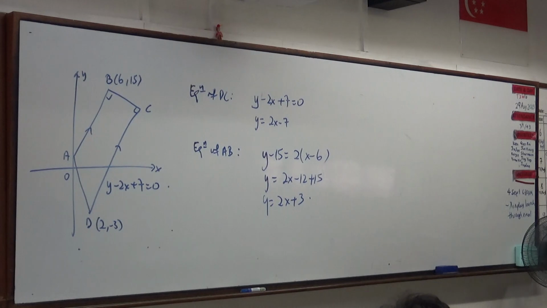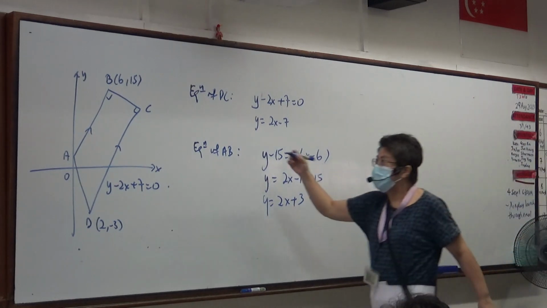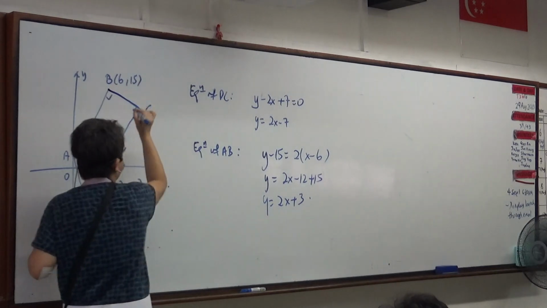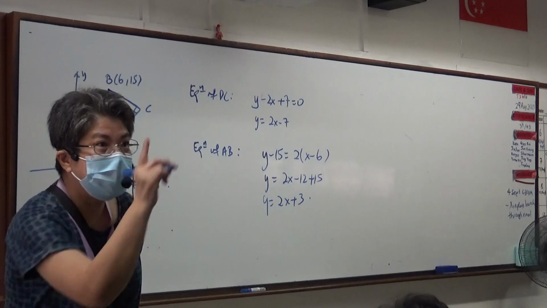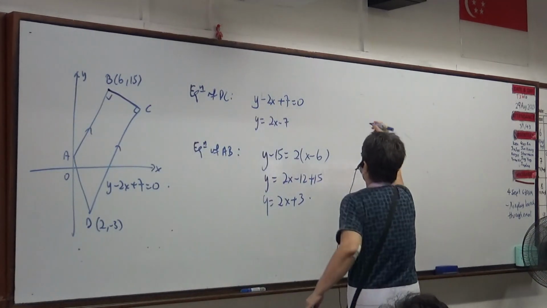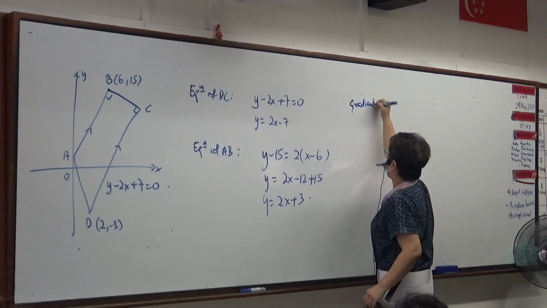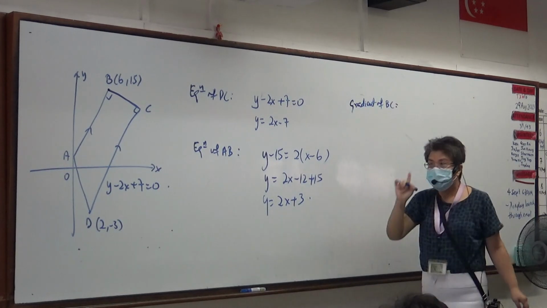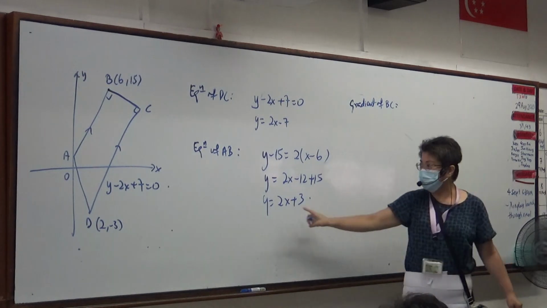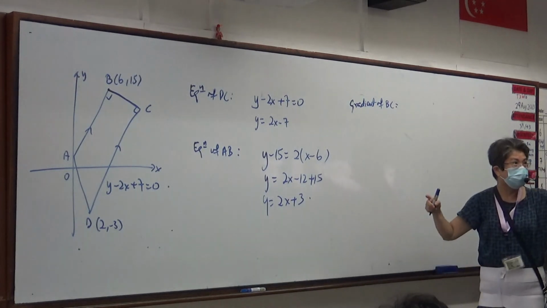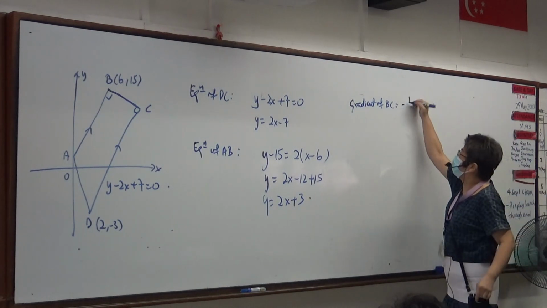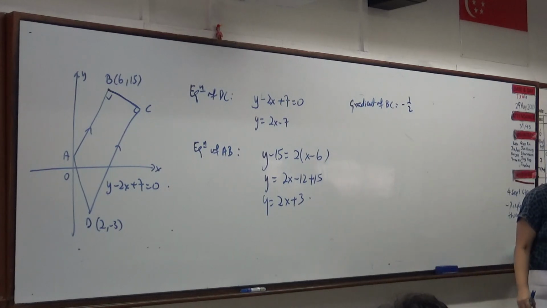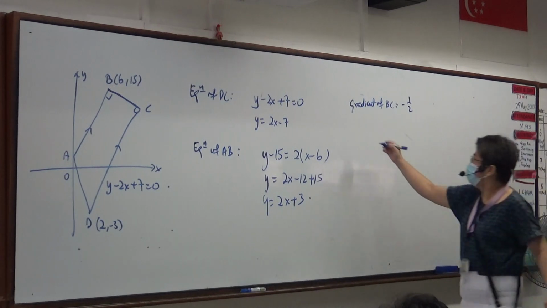The equation of BC. The equation of BC is now this one. You know BC also passes through B, right? But what's the gradient of BC? BC is perpendicular to AB now. So if this is 2, what's the gradient of BC? Perpendicular. Negative half. Do you all agree? You must write down. Don't skip steps. Follow? Okay?